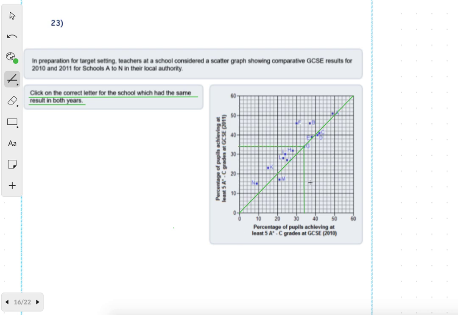I don't like this question because there's quite a few points that are very close to being on the line. If you look at E, D, C, A, G, they're all very close to the line. I don't like this question.